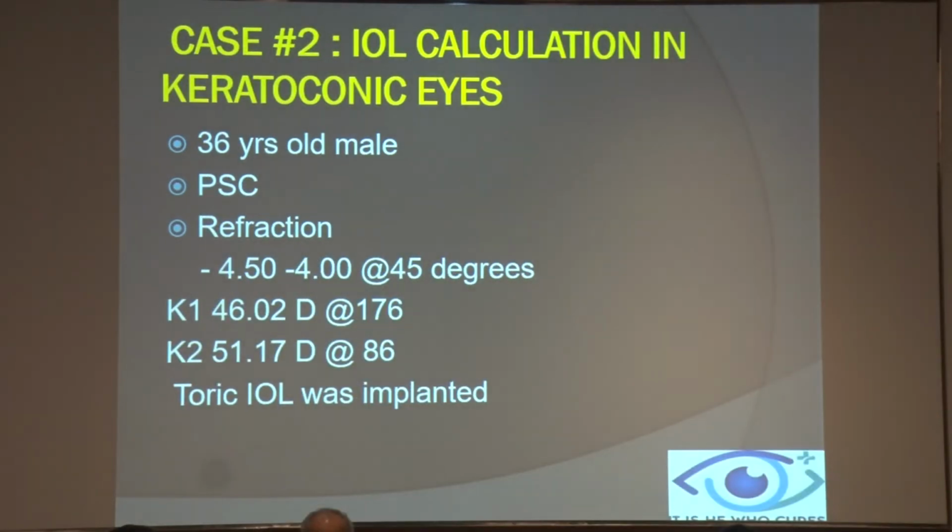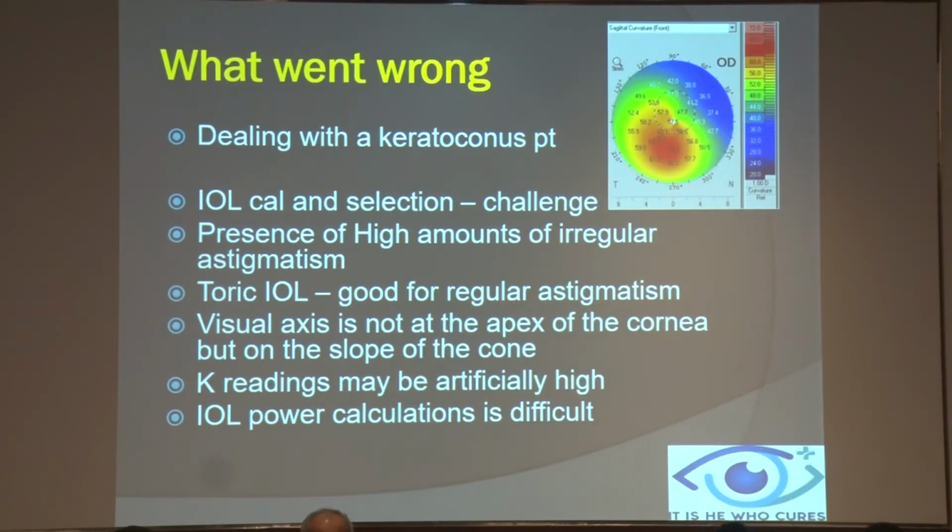This was another case of a 36-year-old male who had a posterior subcapsular cataract with a compound myopic astigmatism with high K values. We did a biometry and implanted a toric IOL here. And what went wrong here? We were actually dealing with a keratoconus patient, and as we all know, to calculate the IOL power and do a proper selection of an IOL is a big challenge here.